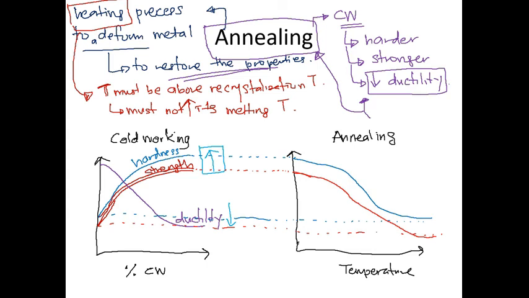What about the ductility? This is the ductility, and this is the ductility point, and the ductility will increase. So it means that if you anneal your metals, then you can restore their properties.